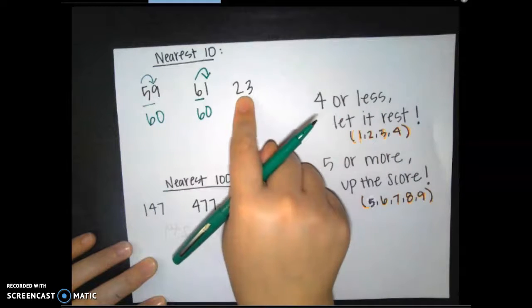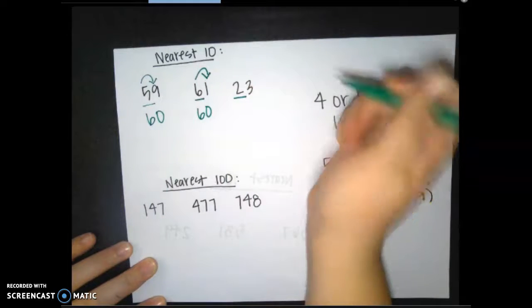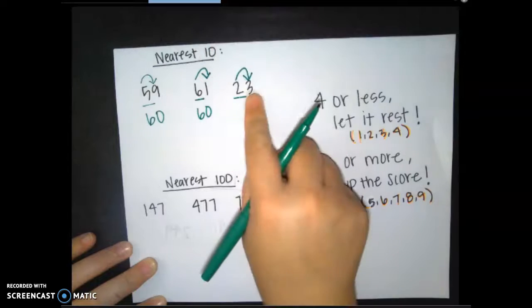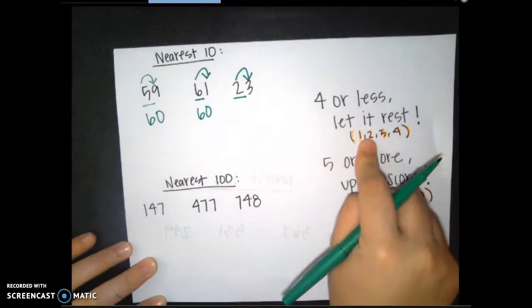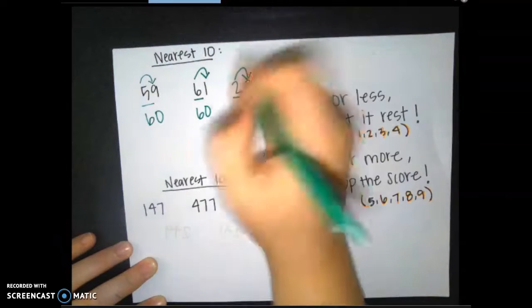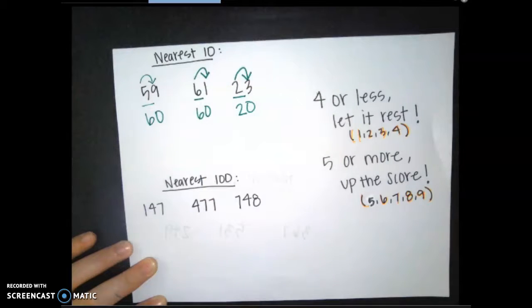Let's look at 23. I'm going to underline my 2, and I'm going to look at my 1s place, which is a 3. 3 is less than 4, so my 2 is not going to do anything, and my 3 is going to become a 0.